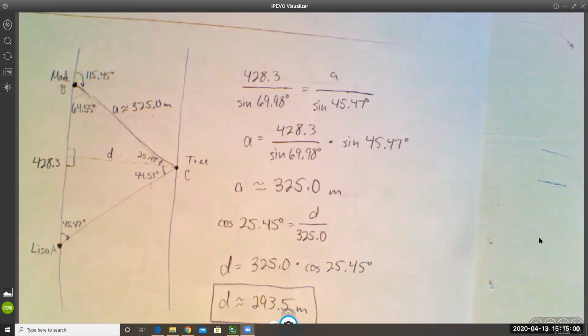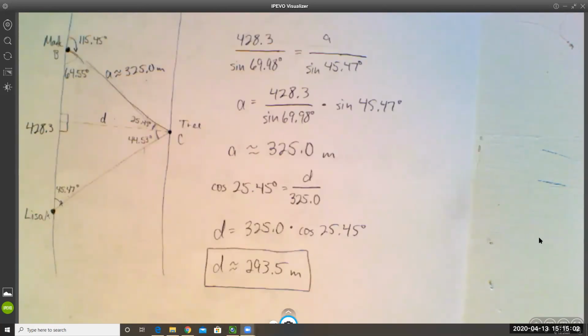So there you go. Law of sines in action in a real world application. So you could have some application problems in the homework as well. But that's it. So we'll call it there.